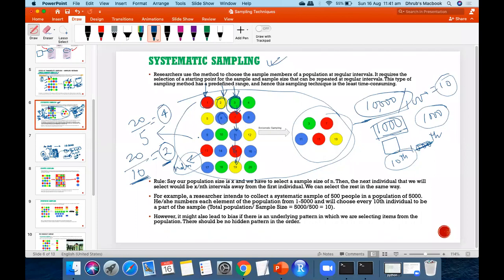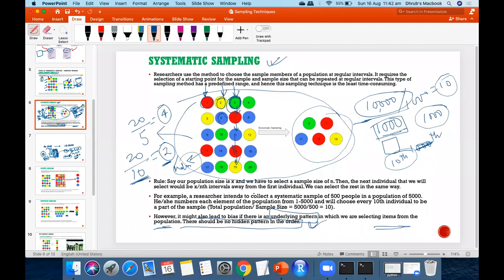This happens unknowingly. It might also lead to bias if there is an underlying pattern in which we are selecting items from the population. The example I gave is, for example, there is alternate male, female, male, female, and then you do this, only one section would be selected. So if an underlying pattern is there, obviously there would be bias. So the assumption of selecting this particular sample is that there should be no hidden pattern in the order, that you have not ordered it in a certain way that there is a pattern. The pattern that we spoke about.